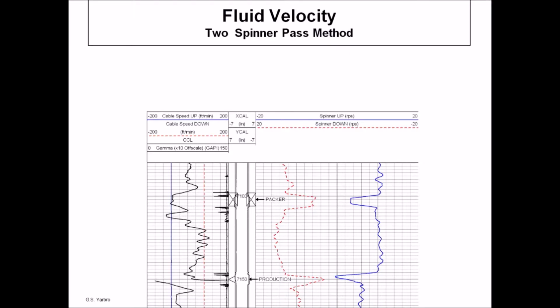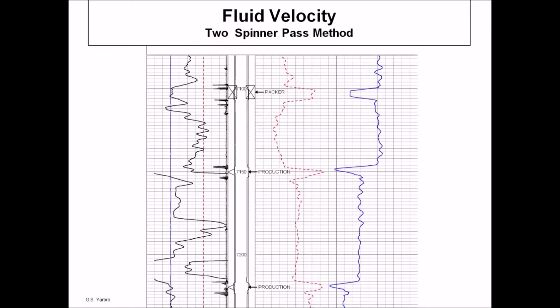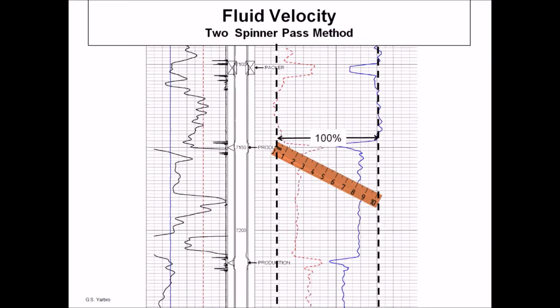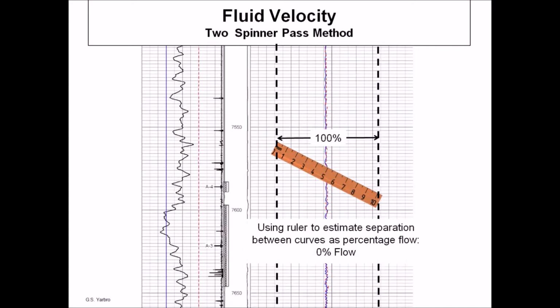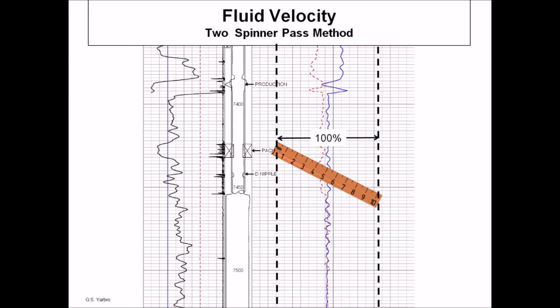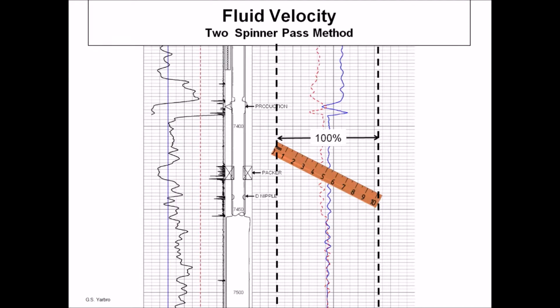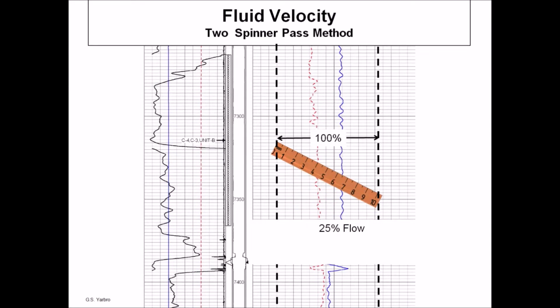First, I covered the two-spinner pass method, showing the method of maximum separation to identify 100% flow. Likewise, where there is no curve separation, there is no flow. Then, at each zone, the percent flow can be computed by determining the amount of separation between the curves.